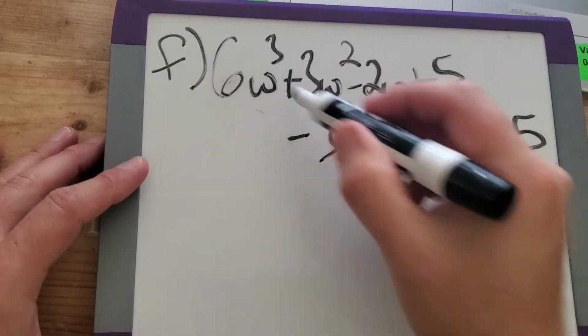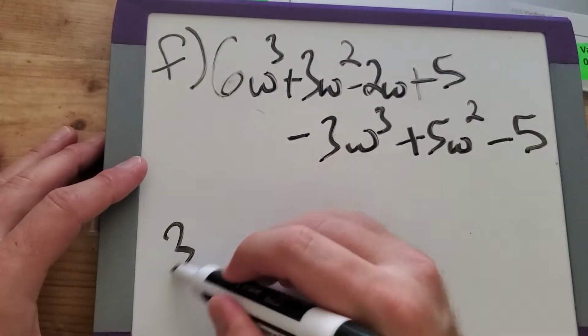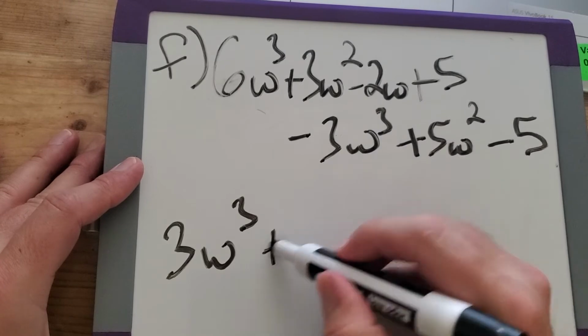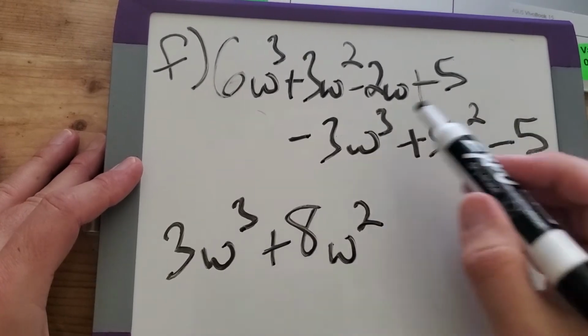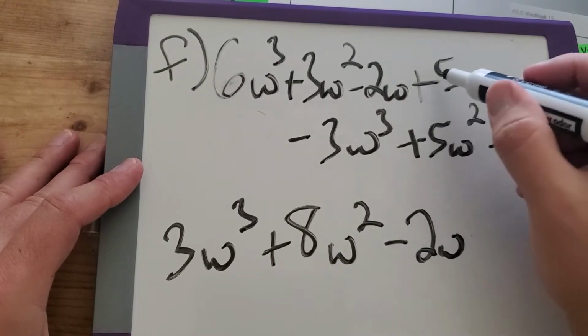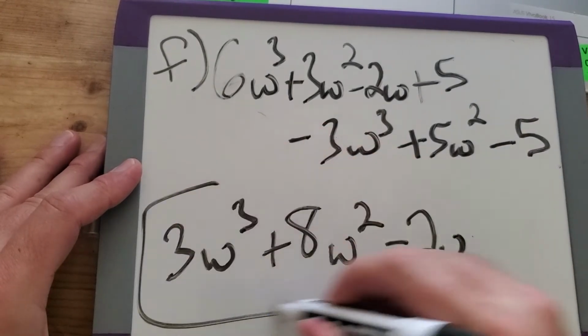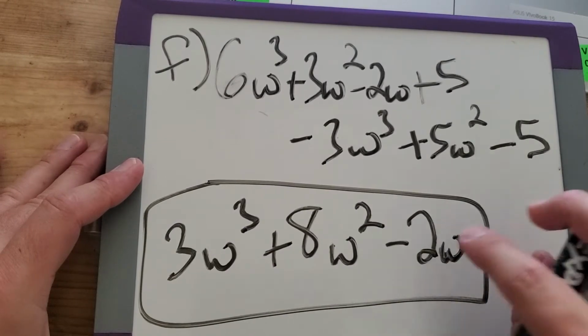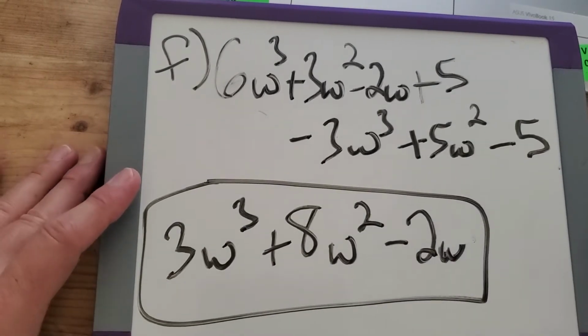So now I can put my like terms together. I got 3w cubed. 3 and 5 is 8w squared. There's no more w's, so the minus 2w just sits there. And then plus 5 minus 5 goes away. 2w. All right.